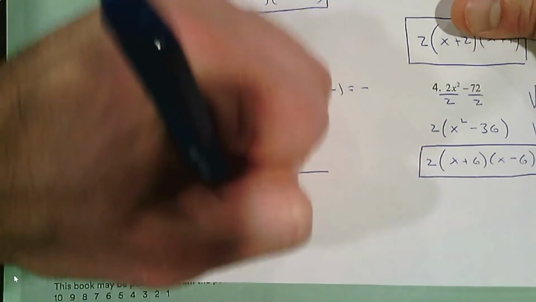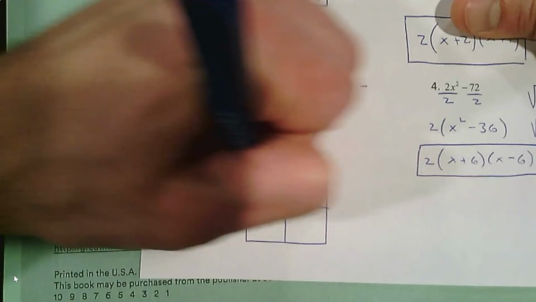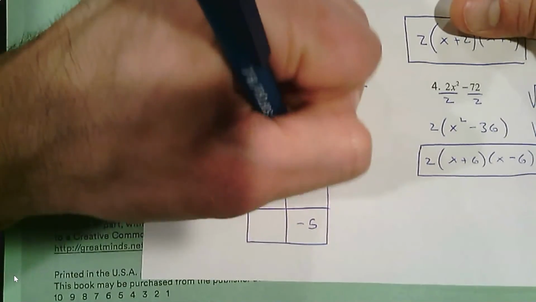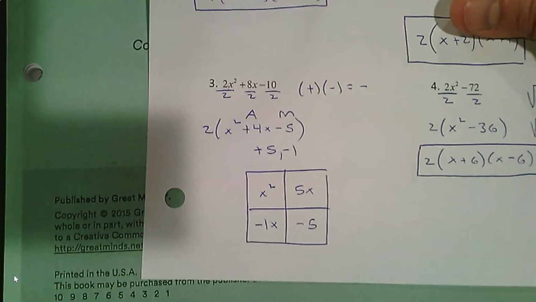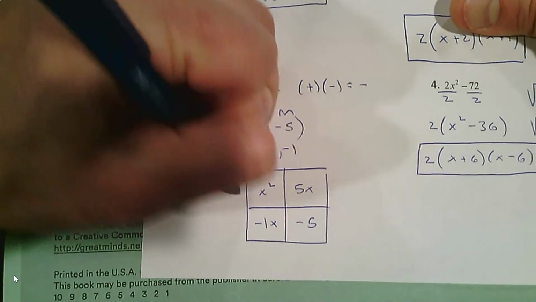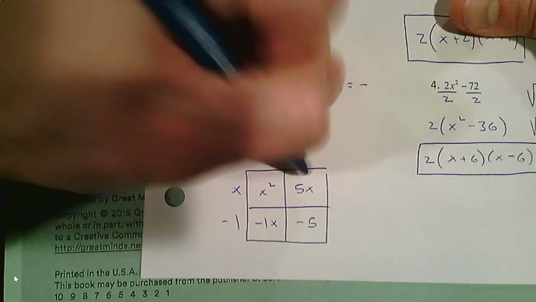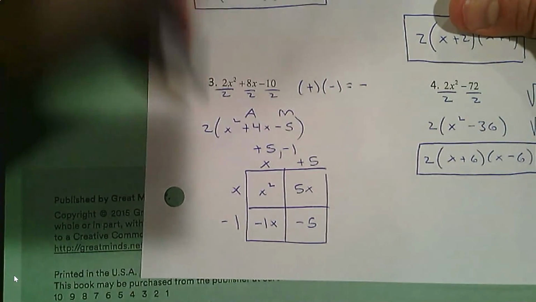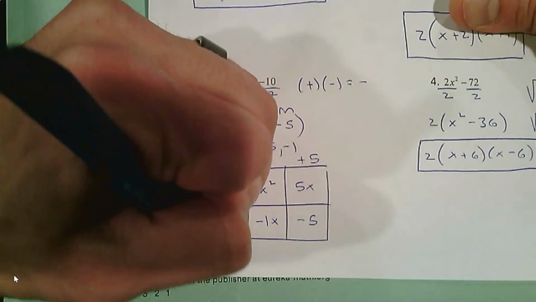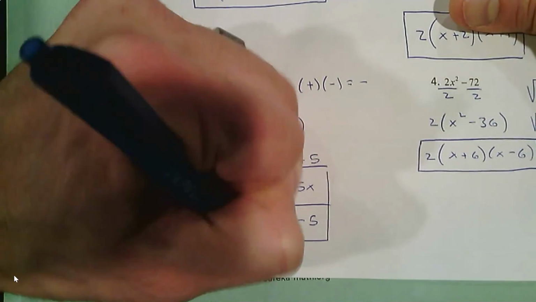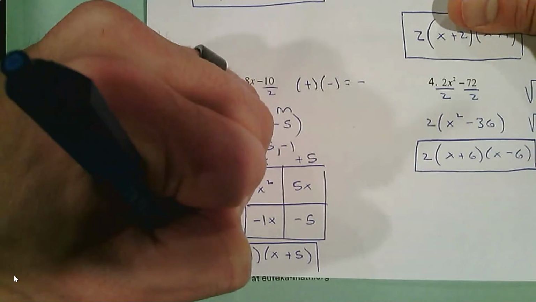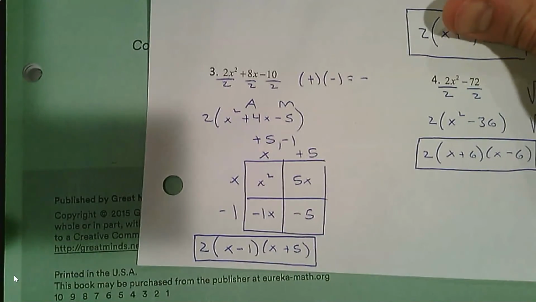So I have my square, x squared minus 5 plus 5x minus 1x. Time to find some GCFs here. I'd be looking at x minus 1, x plus 5. Keep the GCF factored out, so 2 times x minus 1 times x plus 5. And that makes up my factoring completely.